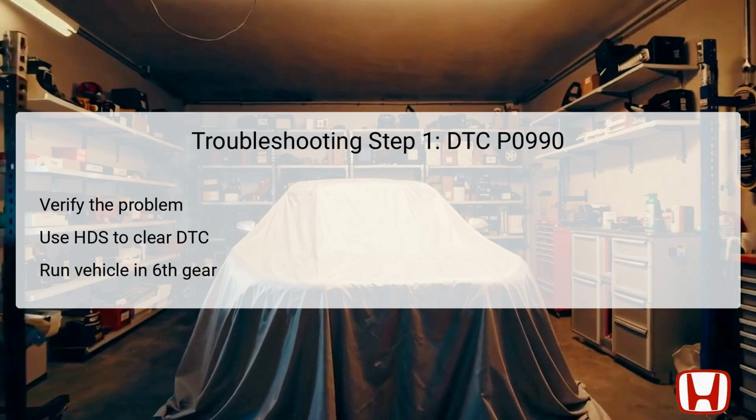The first step in troubleshooting DTC P0990 involves verifying the problem condition. Start by turning the vehicle to the on mode, followed by clearing the diagnostic trouble code using the HDS, which stands for Honda Diagnostic System. This essential step resets the system and prepares it for observation.